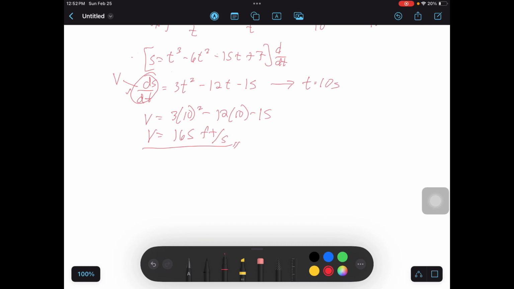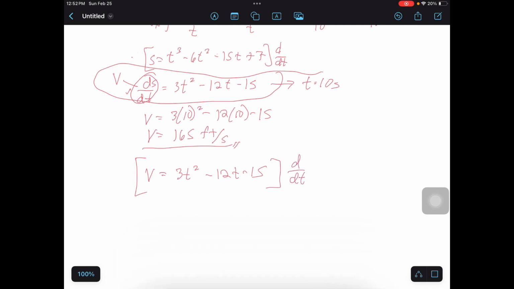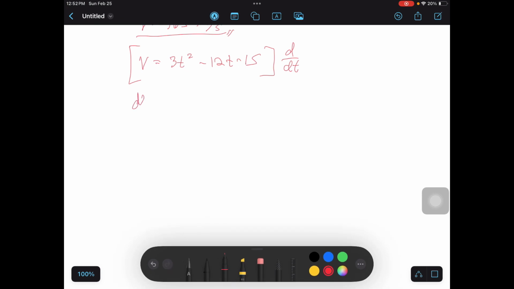So, next is acceleration. How do we get acceleration? Kukunin natin itong function ng v. So, v is equal to 3t squared minus 12t minus 15. Ito ang i-derive natin para makuha ang acceleration. So, dv over dt is 6t minus 12. So, evaluating that sa 10 seconds na time, our a is 6 times 10 minus 12 is 48 feet per second squared.